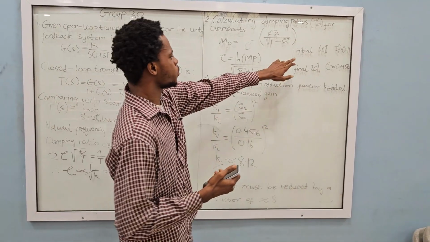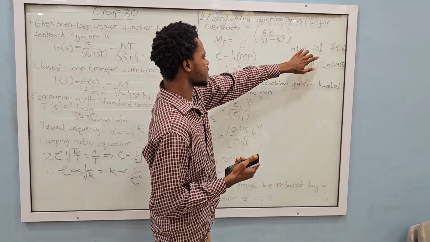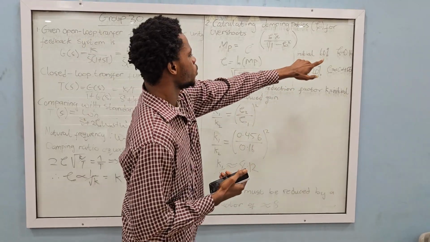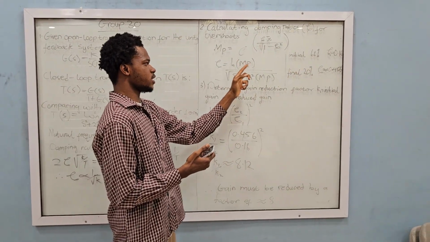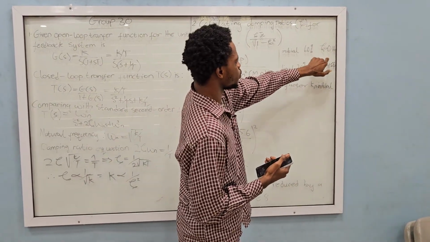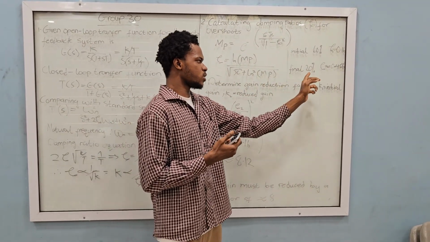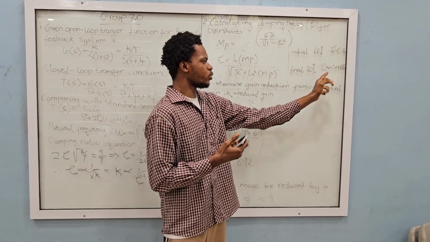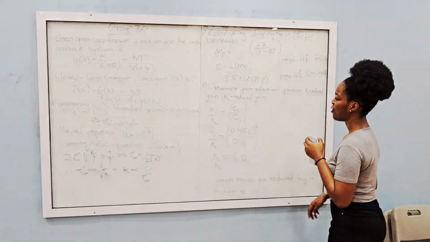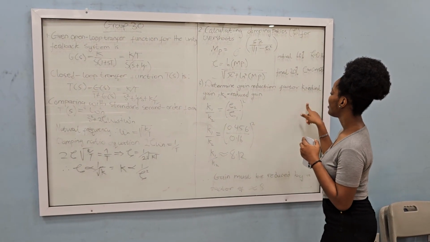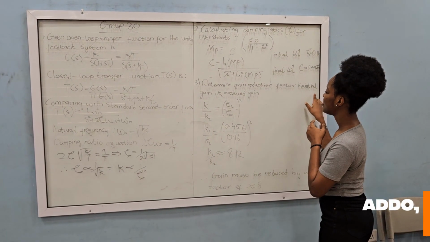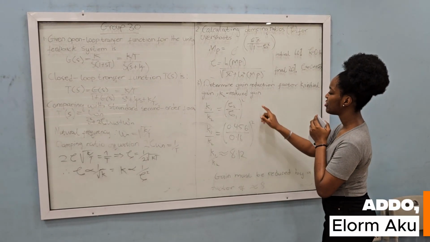So then we are supposed to reduce the overshoot from 60% to 20%. So we set 0.6 here to get approximately 0.16, then 0.2 to get the final value of approximately 0.456. We are finding the gain reduction factor, and K1 equal to initial gain, K2 is reduced gain.